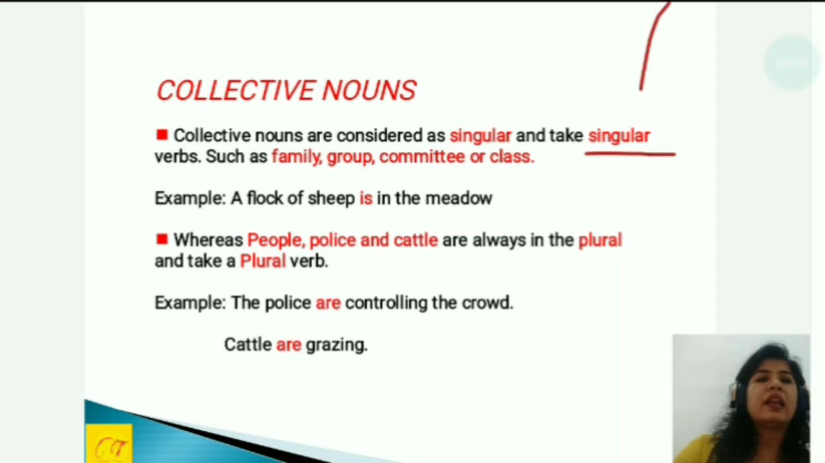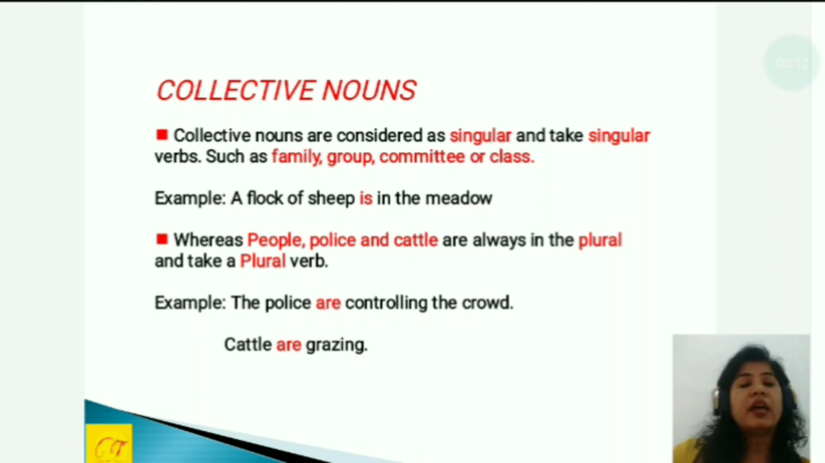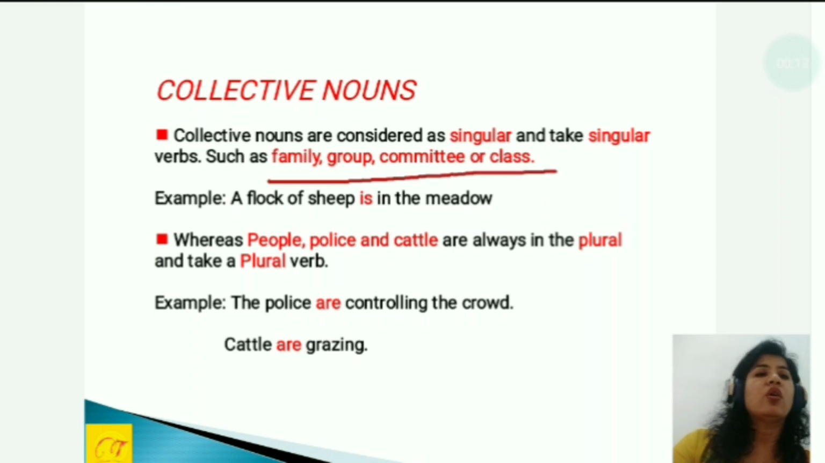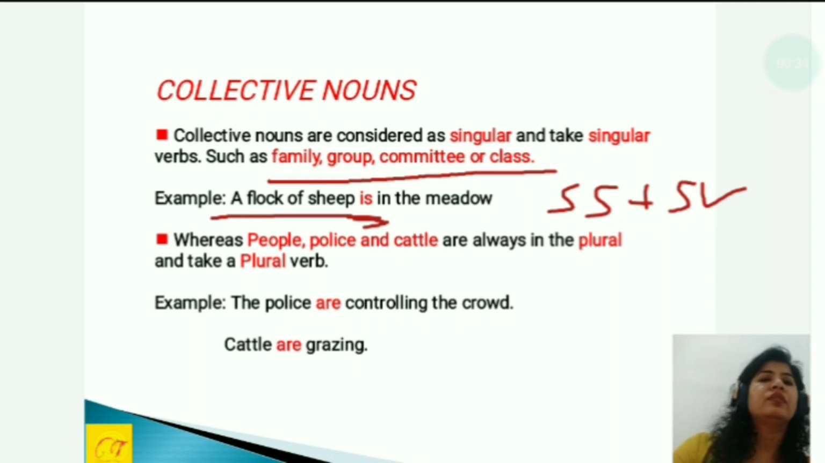If there is collective noun, they are considered as singular and take singular verbs. Collective nouns are the nouns that are collectively the name of any family, group, committee or class. For example, a flock of sheep. A group of sheep is called a flock of sheep and it's considered as singular subject and singular verb is used with it. Alright, a flock of sheep is in the meadow.